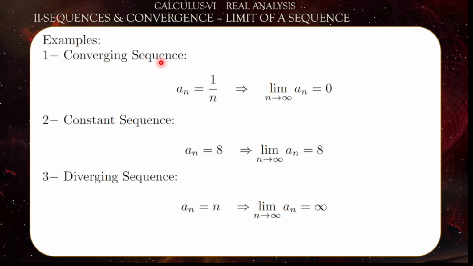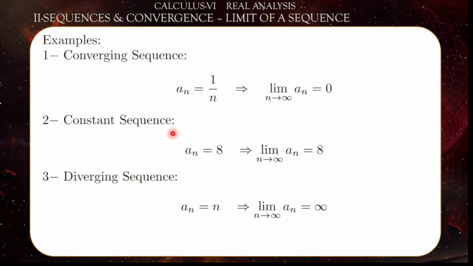Examples of sequences. First, a converging sequence. That would be like the examples that we've seen before, which is an equals 1 divided by n, for which as the value of n increases, the value of an decreases, because you start dividing by a much larger number. So we say that an decays all the way to 0, because the limit of an as n approaches infinity is equal to 0.